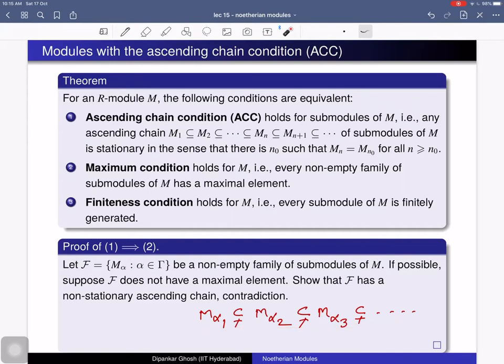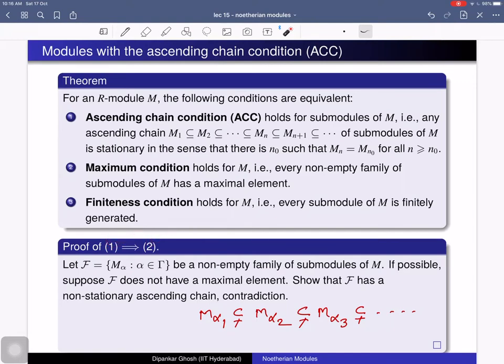And why is it non-stationary? Because at each point this containment is strict containment. So this is an ascending chain and it is not a stationary chain. Therefore M does not satisfy the first condition. So this contradicts the assumption. This is the contrapositive way. We want to prove that 1 implies 2. So we assumed that 2 does not hold true, then we proved that M does not satisfy condition 1. So this proves that condition 1 implies condition 2.